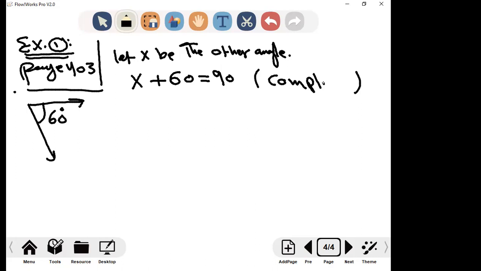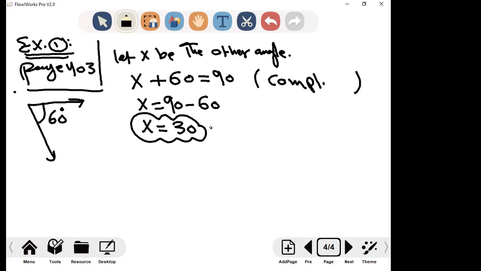We need to justify the step, just like when we did vertical angles, remember? Why do we put them plus and 90? Because they are complementary. So it's enough to write that between parentheses beside your step. Now just simplify your equation. Shift the 60. x will be 90 minus 60, which means x equals 30 degrees.